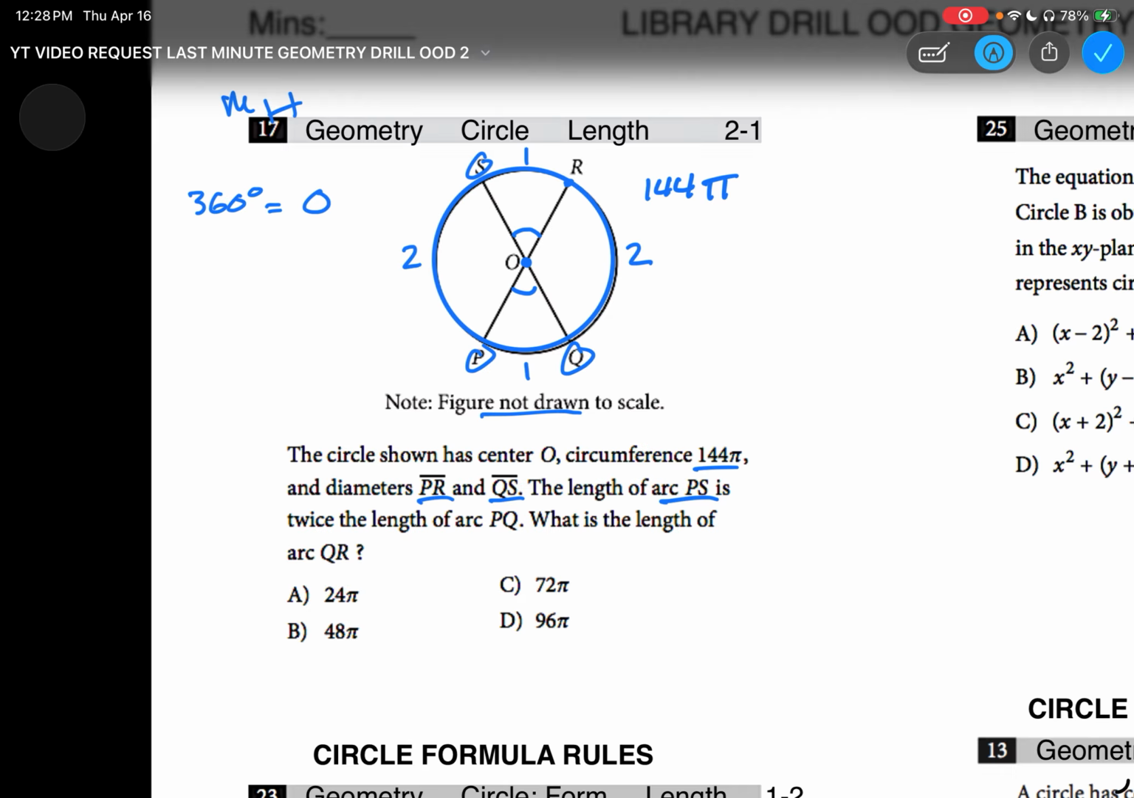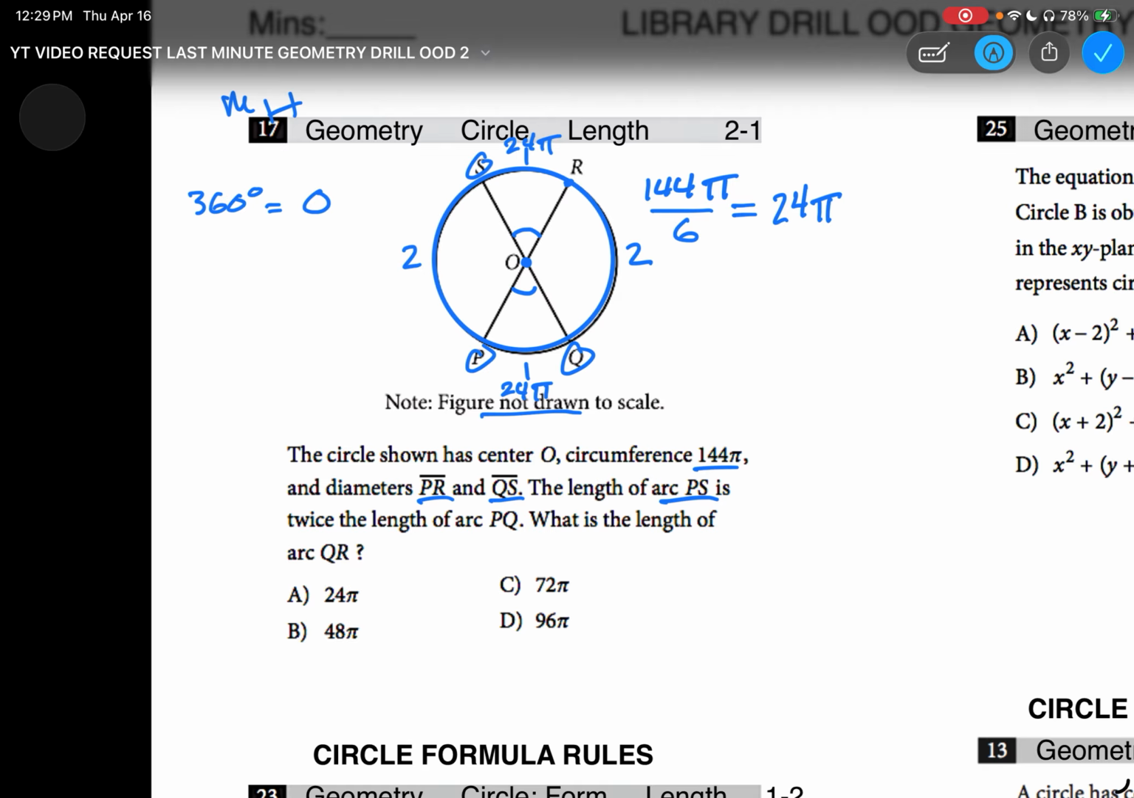Now, if I have 144 pi going all the way around, what would happen if I divided all this by 6? Because what is 2 plus 2 plus 1 plus 1? It equals 6. If I divide 6 into 144, I'm going to get 24, but also pi. So that means the part that shows a measurement of 1 is 24 pi, and the other part that shows a measurement of 1 is also 24 pi. Now, what are going to be the 2's?